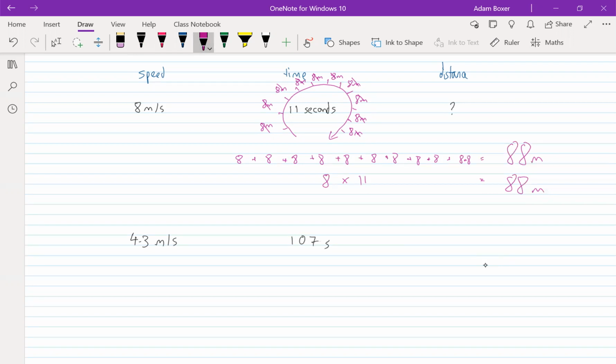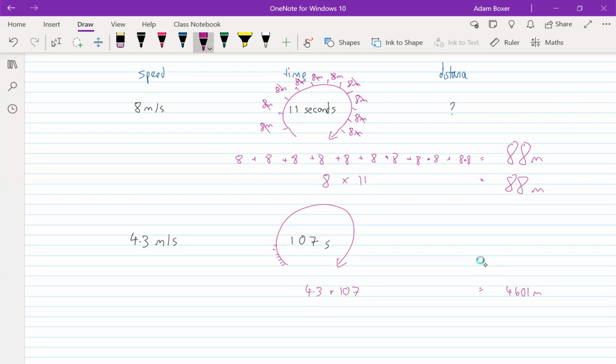Now, what we spoke about last lesson is that it's a real pain having to do this for 107 things. It just doesn't make any sense. So instead, we just do 4.3 multiplied by 107, and we get out our trusty calculators. 43 times 107, and that gives us 4,601 meters. I'm hoping that all of you got that.